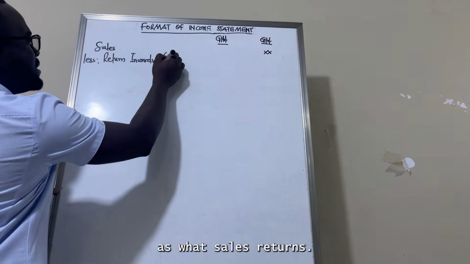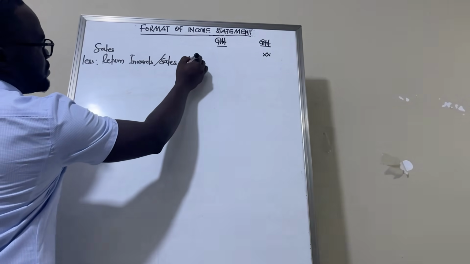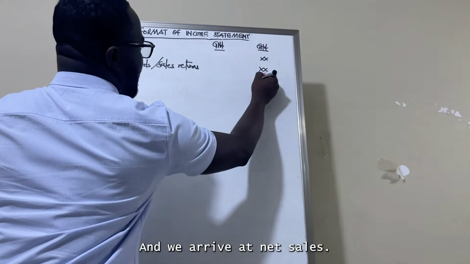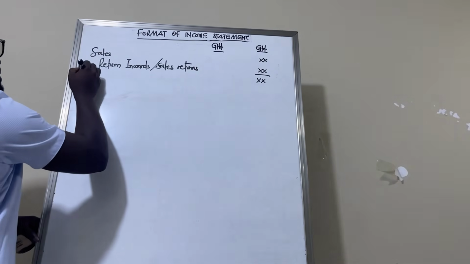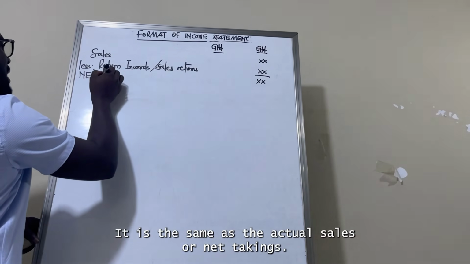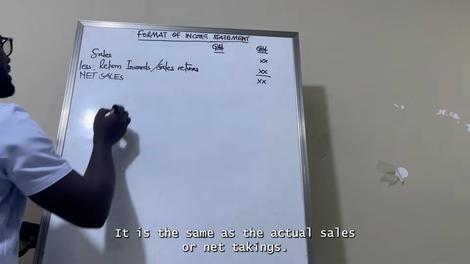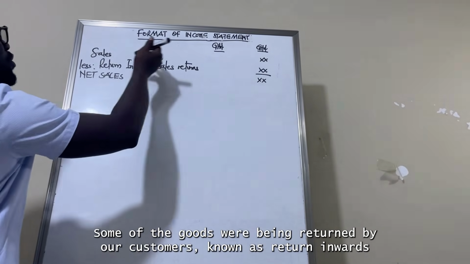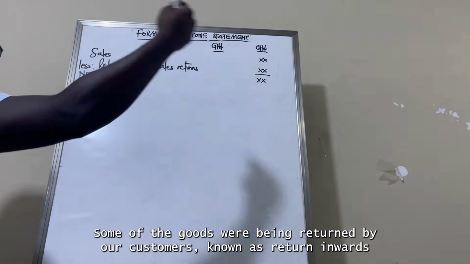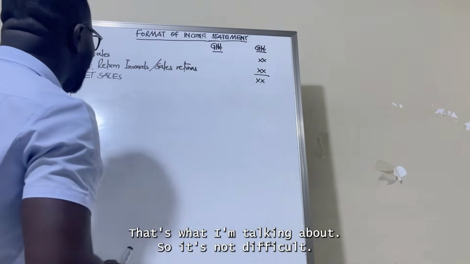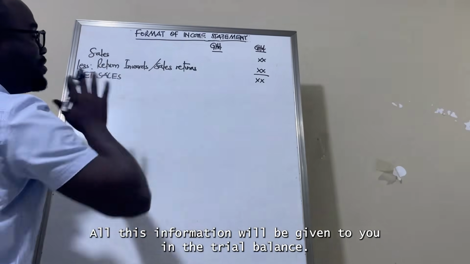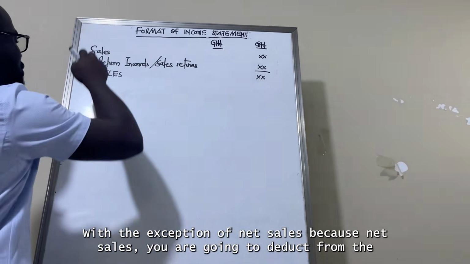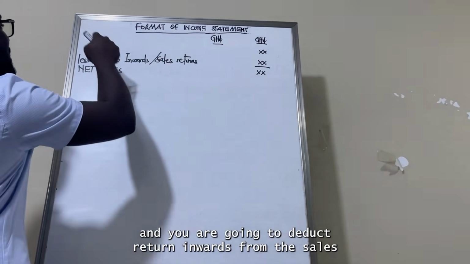Returning was the same as what? Sales returns. We deduct that one too, and we arrive at net sales. So when you say net sales, it is the same as the actual sales or net takings. So this is a selling price method. We made sales. Some of the goods were returned by our customers, known as return inwards. So it's not difficult. All this information will be given to you in the trial balance, with the exception of net sales, because for net sales, you are going to deduct return inwards from the sales.